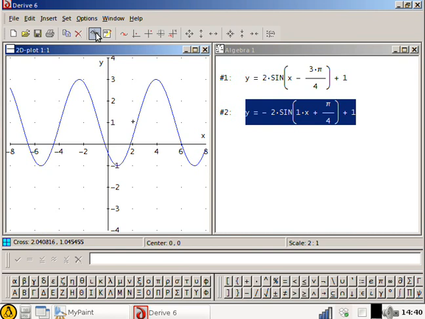There is some important vocabulary in the answer. Those A, B, C, D's, they have names. A is called amplitude, B is called period.